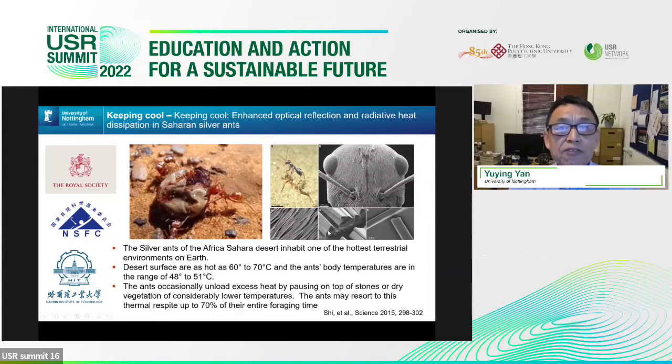reflect a large portion of solar radiation in the visible and near-infrared range of the spectrum, and radiate heat to the surrounding environment by enhanced emissivity in the mid-infrared, where the black body radiation spectrum of the ant body combines.